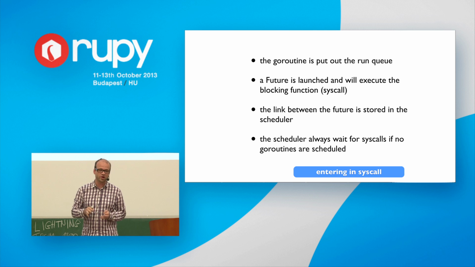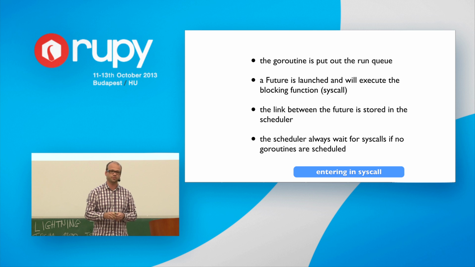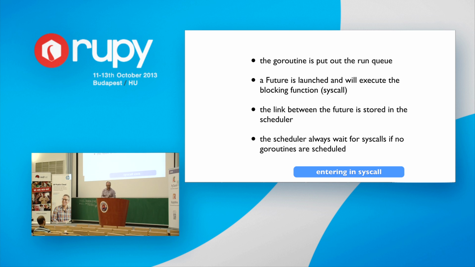The scheduler will always wait for system calls. So if you have system calls running, it will wait for them to make sure that your Go routine will come back, except when the main Go routine disappears, so you have finished your code, then it will stop the scheduling.